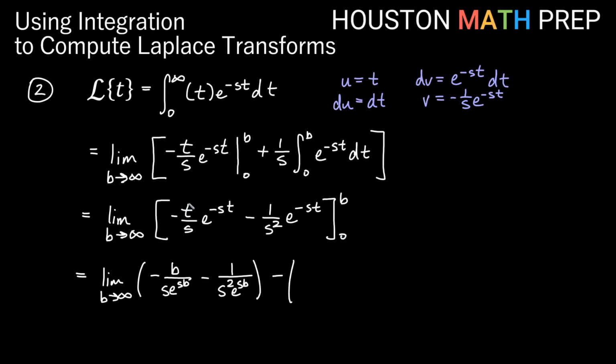If we plug in 0, this t, no matter what else we have, that's times 0, so we're going to get 0 for this first one. And then here, I'm going to get minus 1 over s squared e to the 0.